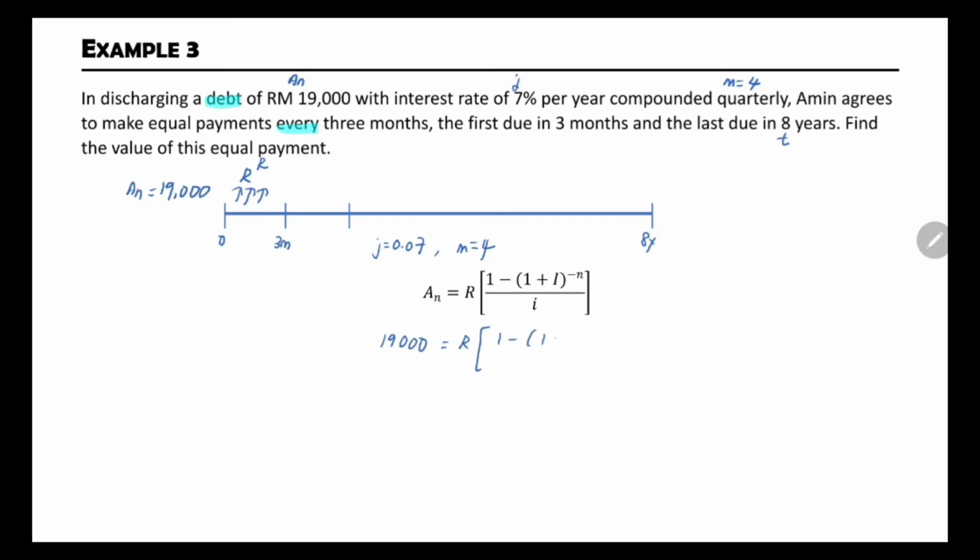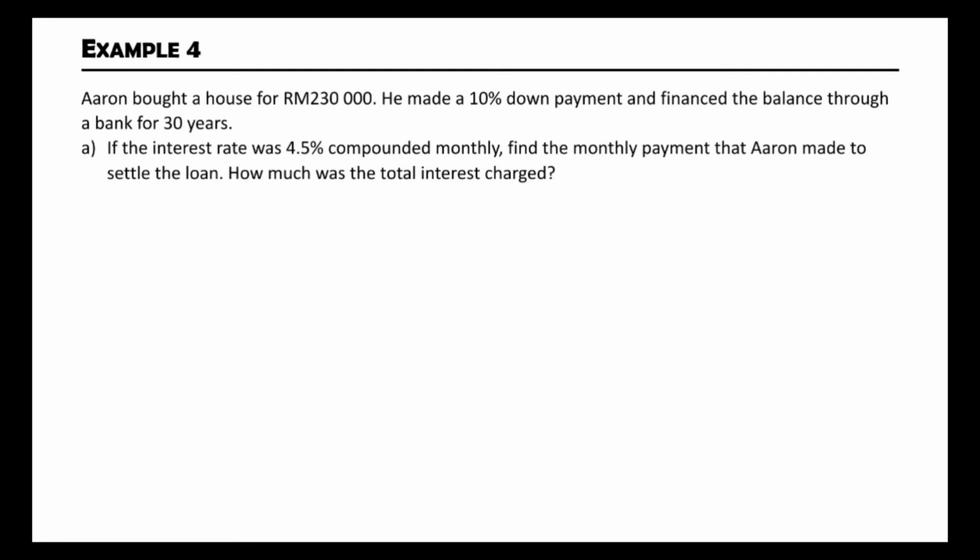1 minus (1 plus i) to the power of negative n, where i is 0.07 divided by 4, j over m, and n is 8 years times 4, over 0.07 over 4. R is RM 780 ringgit and 48 cent. So this equal payment is RM 780 ringgit with 48 cent.